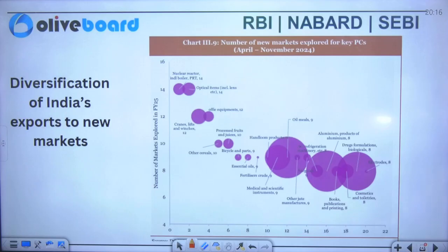Now you will see here the diversification of India's exports to new markets. Okay. So you can see that we are continuously diversifying India's exports towards new markets. So if you see, electrodes, it is 8%. We are continuously moving towards drug formulations and biologicals as well. Cosmetics and toiletries are there. Book publication and printing is there. And you can see the entire chart. There are a lot of items that are included. Okay.